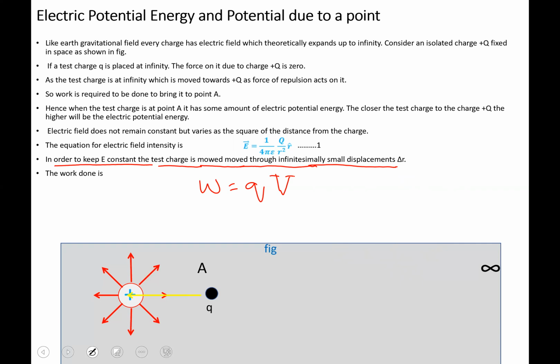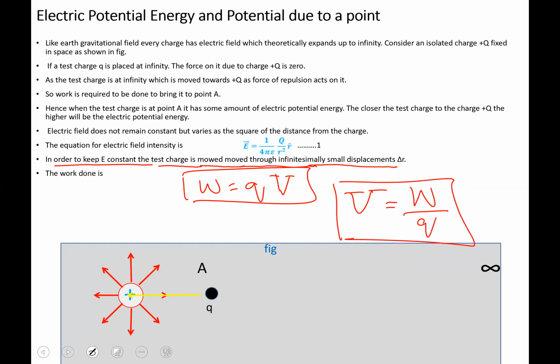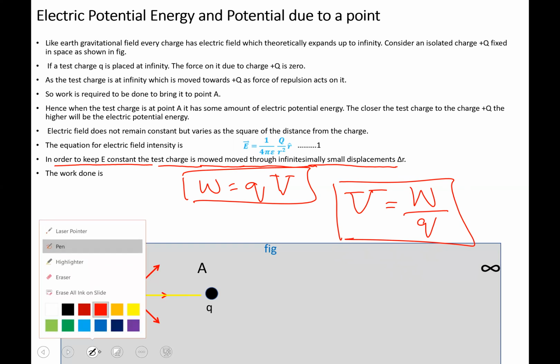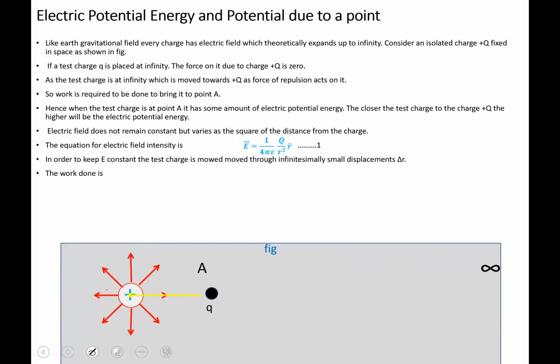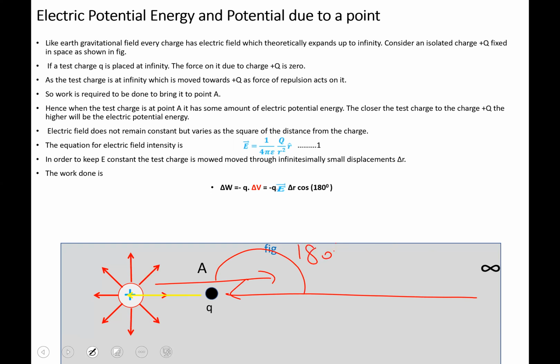Now, where do we take this formula from? V is equal to W over Q. The work done per unit charge is known as electrical potential. Now, if we want to calculate the work done in this case, we can say W is equal to minus Q into V, and it is going to be written as minus Q E delta R cos 180. Because they both are moving in opposite direction, the angle between them is going to be 180 degrees. That is why we have written 180.